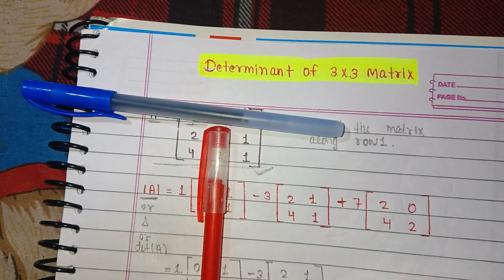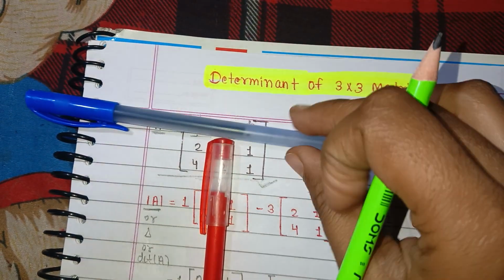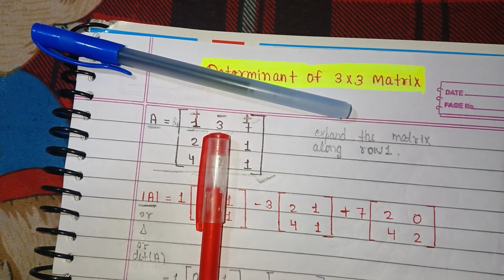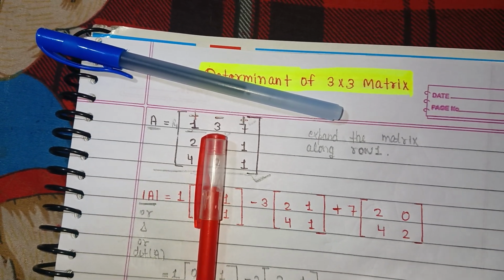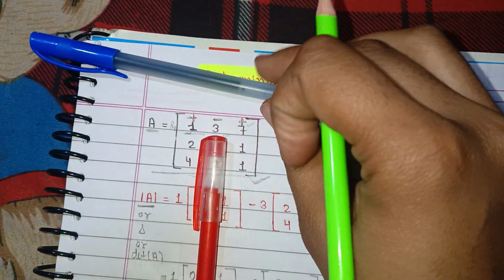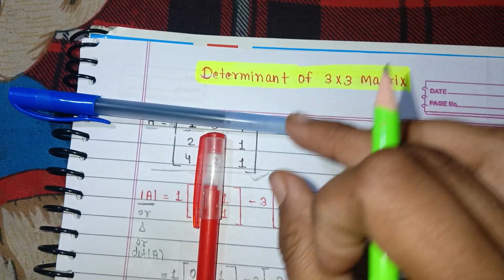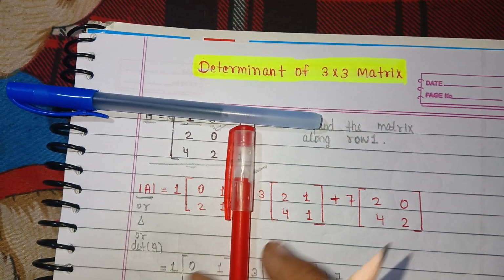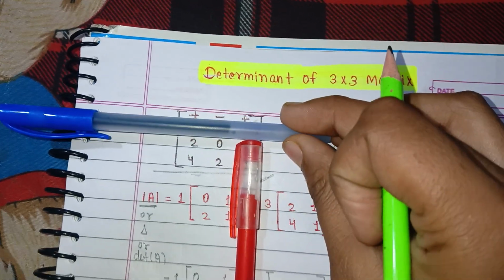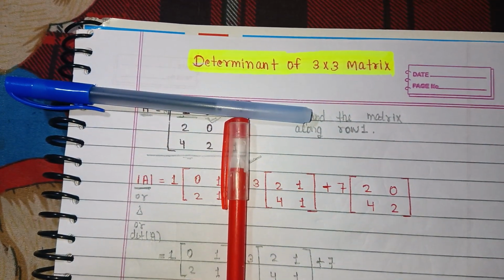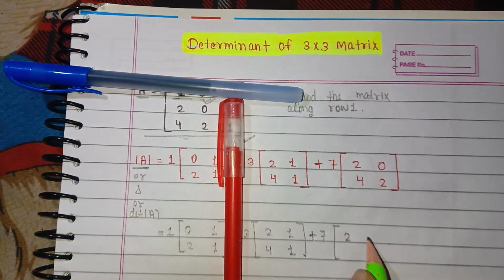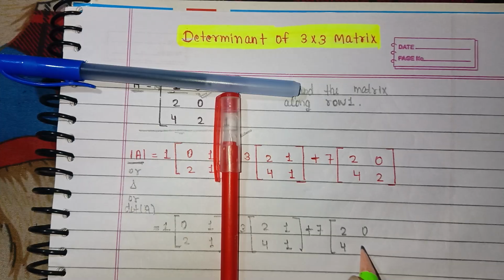Now write the sign. Here it is positive, and write the element. Now hide the row and column in which 7 lies. 7 lies in row 1 and column 3, so hide row 1 and column 3. The remaining elements are 2 0 4 2.